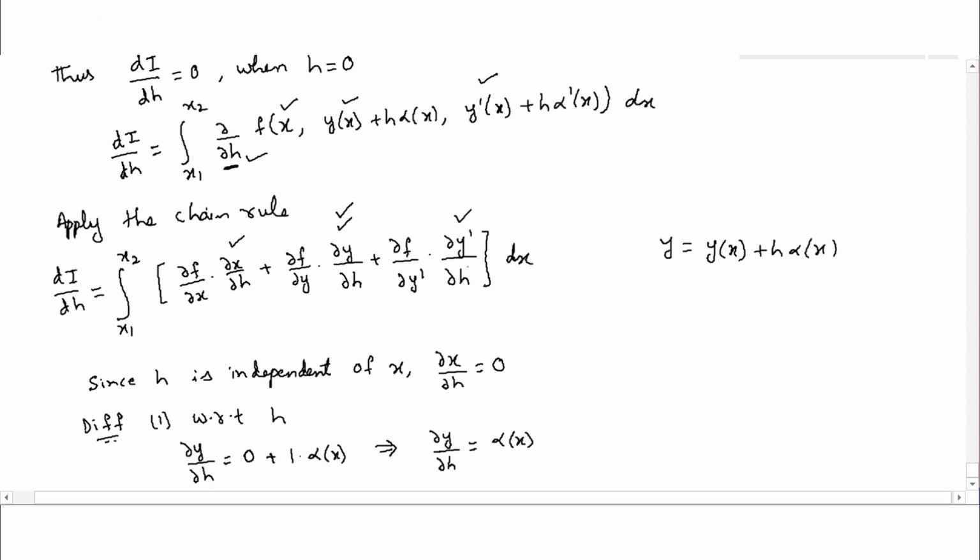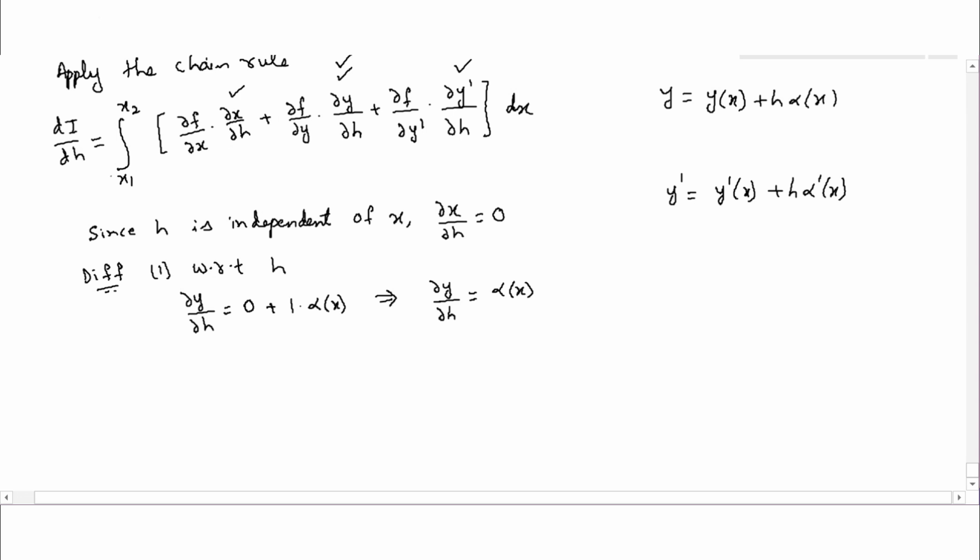Then we need to obtain the value of dou y dash by dou h. If you go back to equation number 2, equation number 2 is nothing but y dash is equal to y dash of x plus h into alpha dash of x. This is your equation number 2. You can go back and refer to equation number 2. Now I'll differentiate that with respect to h.